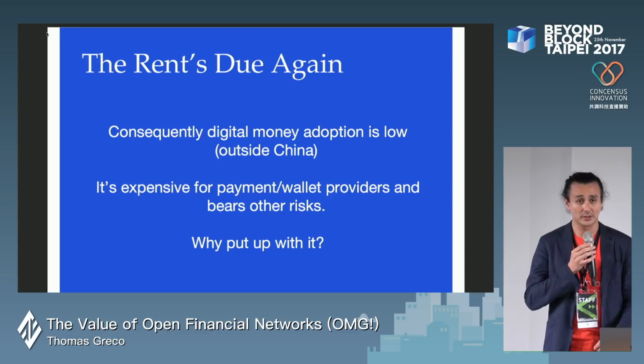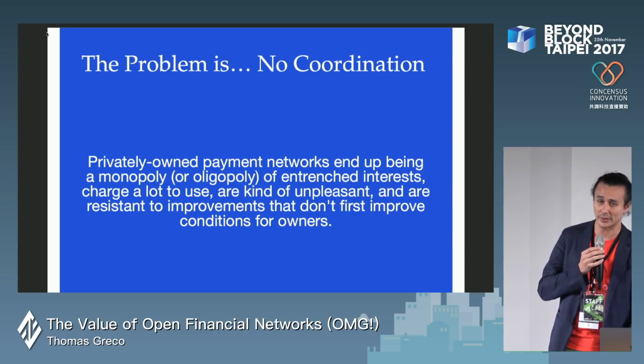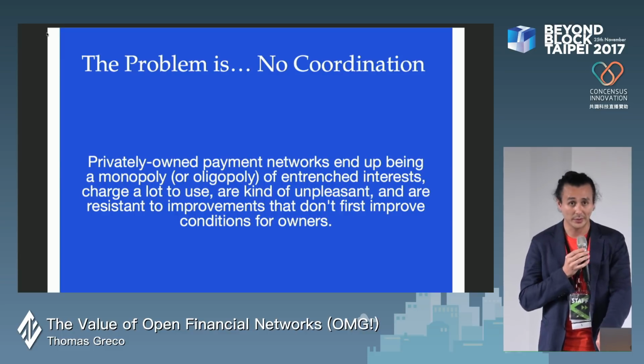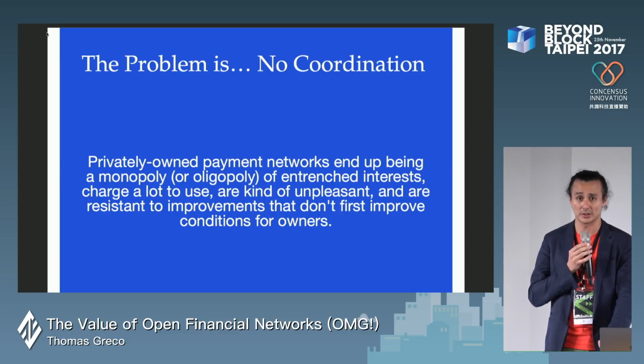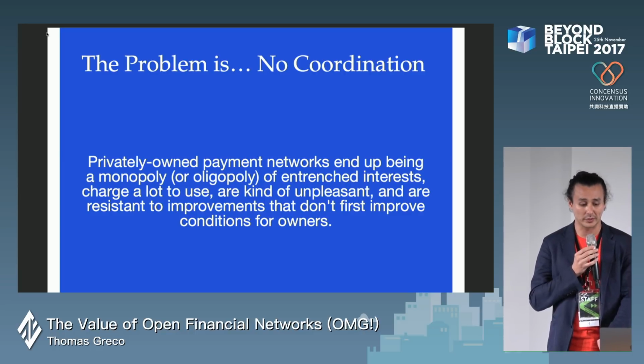So the question is, why put up with it? And the answer is because we have to put up with it. Without sufficient coordination, we end up being beholden to privately owned payment networks, which are kind of just a monopoly or oligopoly of entrenched interests. They charge a lot.